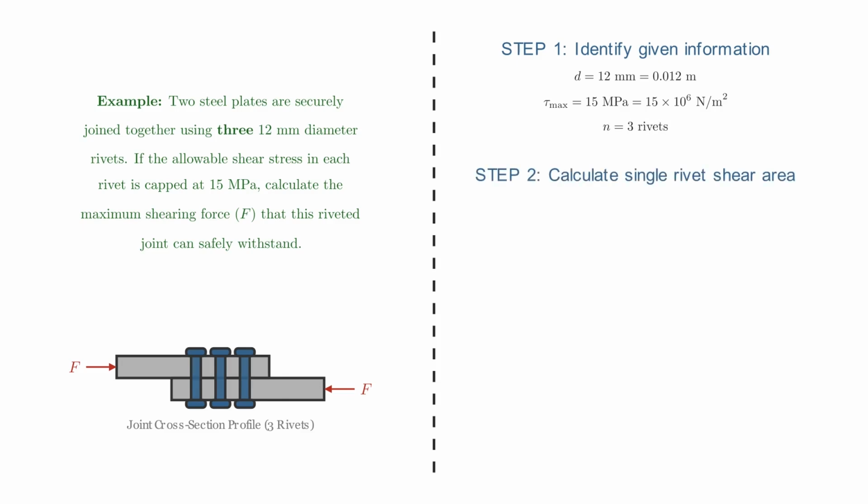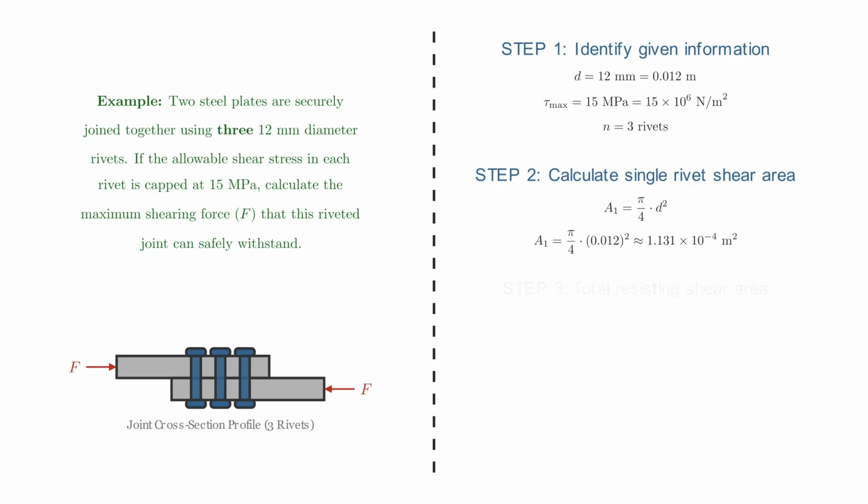Second step is to calculate the single rivet area. So we're going to calculate the cross-sectional shear area of just a single rivet, using the standard formula for the area of a circle, A equals pi over 4 times the diameter squared. Plugging in our diameter, which is 0.012 meters, we get an answer of approximately 1.13 times 10 to the minus 4 meters squared per rivet.